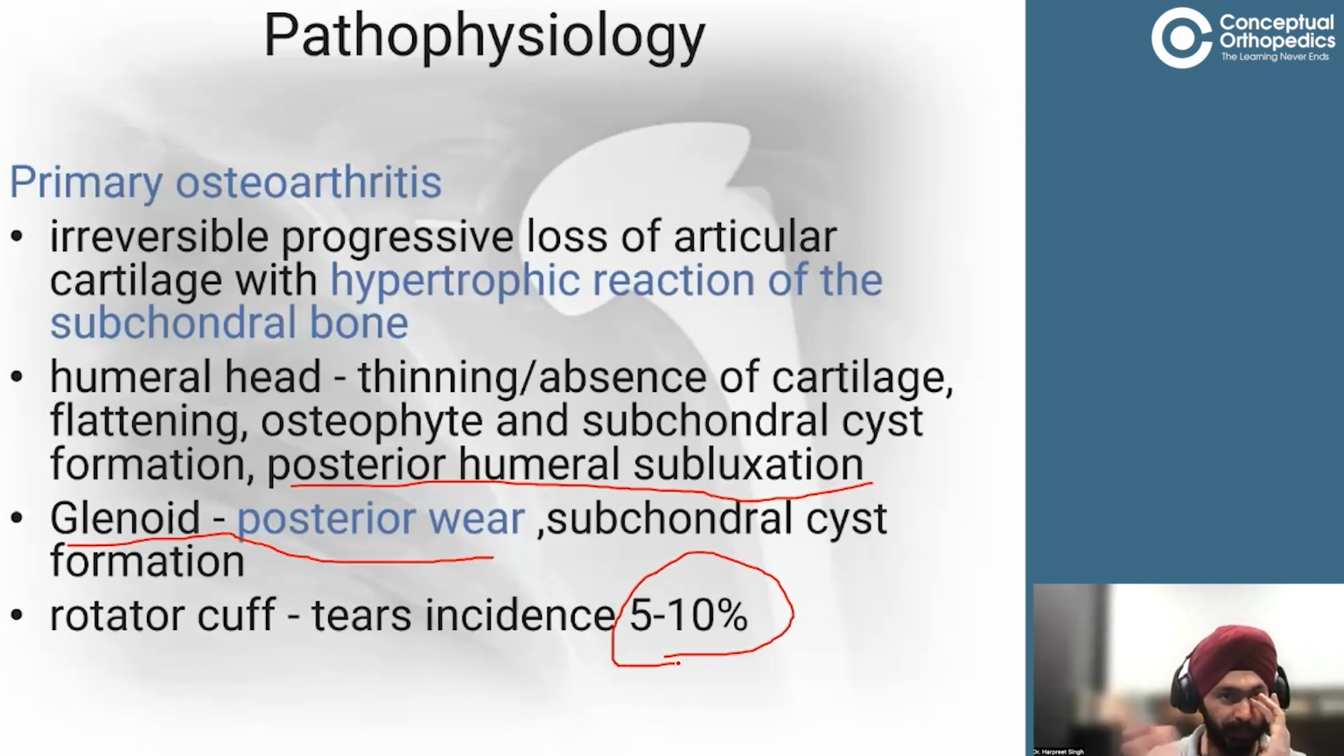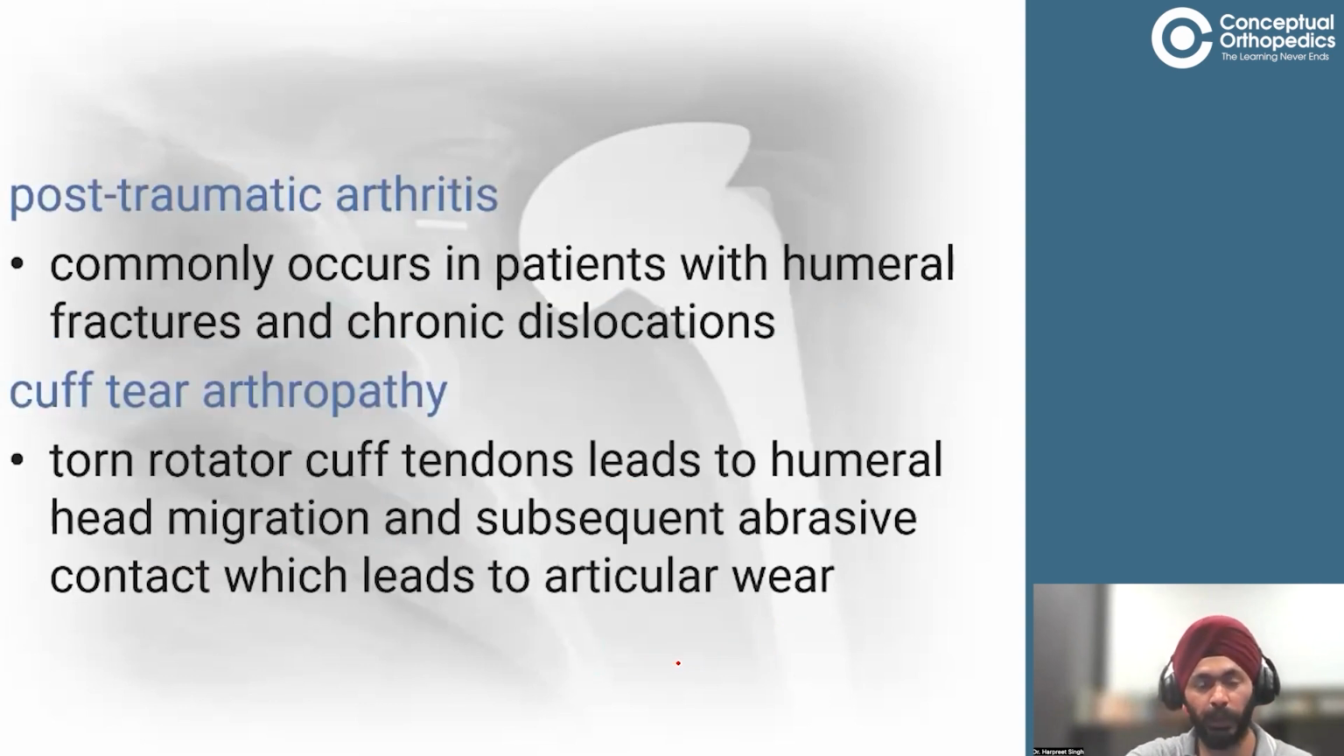So if there is a cuff tear present or not, it can change your treatment algorithm totally. You can have post-traumatic arthritis, especially common in patients with proximal humerus fracture, especially your three-part, four-part, and chronic dislocations. Cuff tear arthritis: patients with chronic cuff tears can develop superior migration of the humeral head, and this will eventually lead to arthritis of the shoulder also.